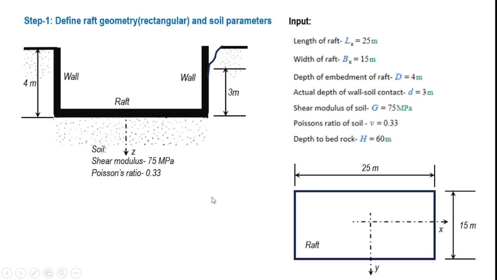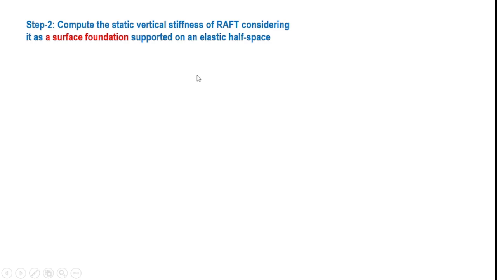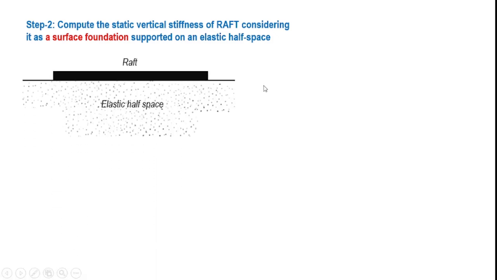So let us go to step number 2. In step number 2, we'll proceed for the calculation of the static vertical stiffness, considering it as a surface foundation supported on an elastic half base. So this is the situation that represents step 2, and please remember that this is how we should start.